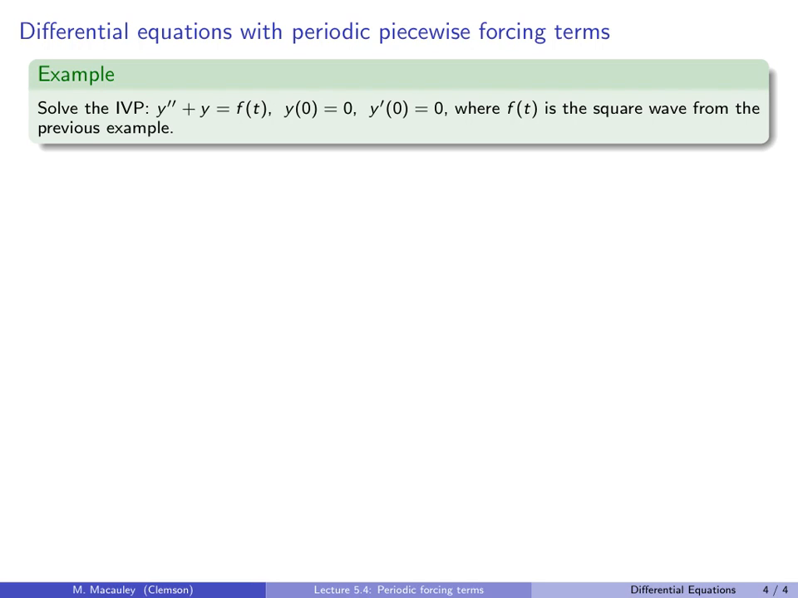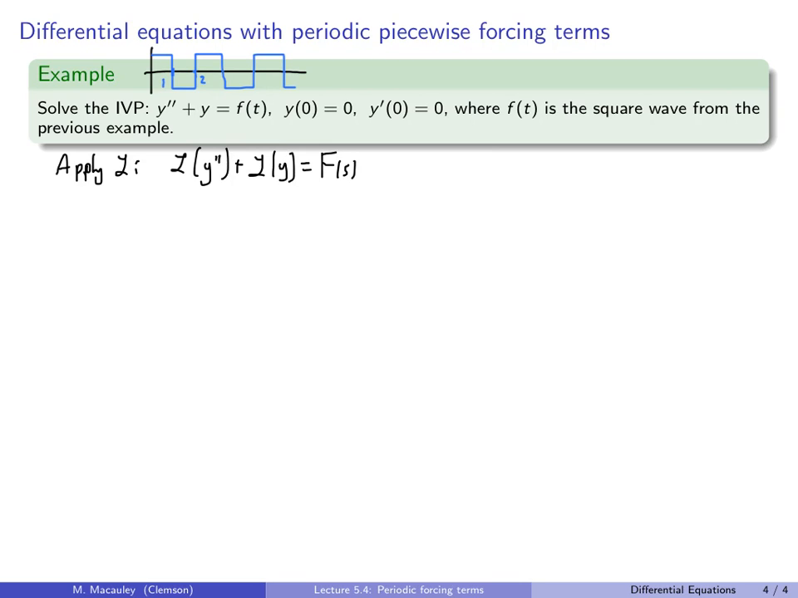So we will finish this lecture by solving an initial value problem where the forcing term is that square wave from the previous example. So let's sketch what that square wave looked like. It was just a simple square wave like this. This is 1 and this is 2. Okay, so the first thing to do, as we've always done with these things, is apply the Laplace transform to both sides. So first step is always apply Laplace transform. So we get the Laplace transform of y double prime plus the Laplace transform of y equals the Laplace transform of the square wave.